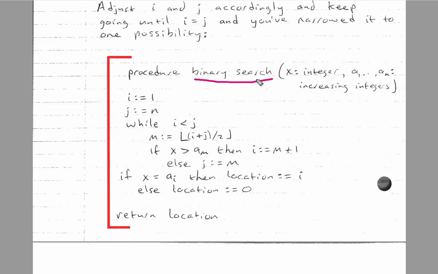Call this procedure binary search. The same input as before, except now our list is increasing. Assign i to be 1 and j to be n. Okay, that's the full list range.